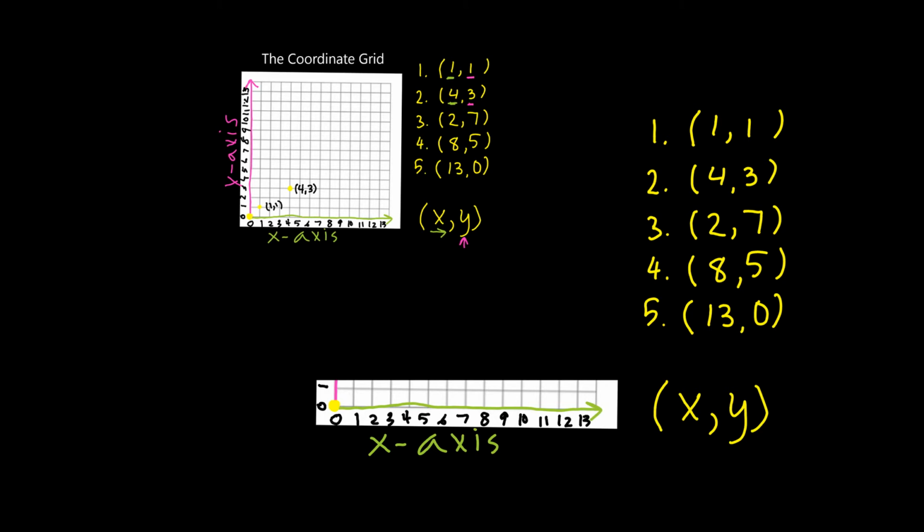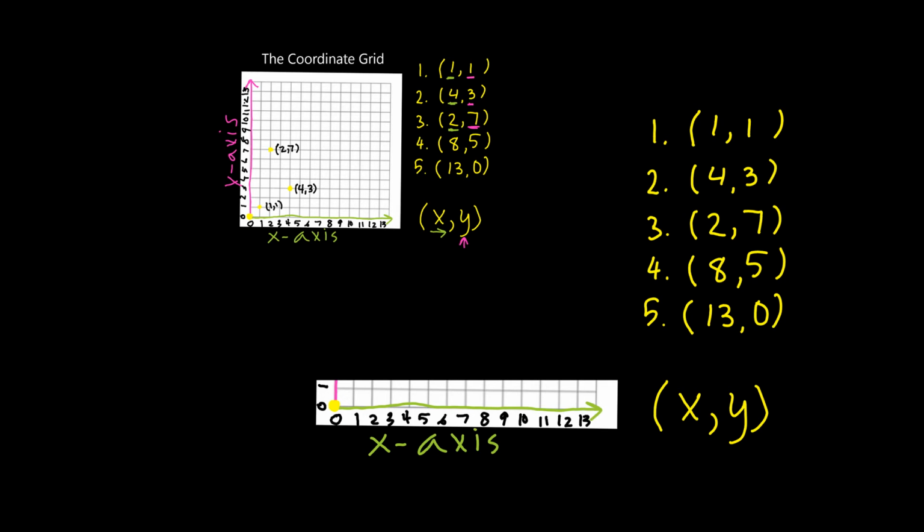Alright, let's try our next one. We have 2, 7. The 2 is my x value. The 7 is my y value. And I'm going to be going horizontal 2 spaces and up 7 spaces, which will end me up about right here. So I'm going to take my yellow pen and mark the spot 2, 7, which is right there. And now I can label it as well, 2, 7.